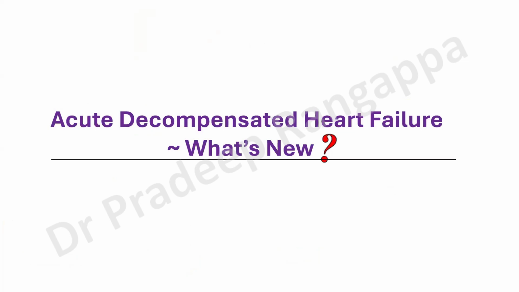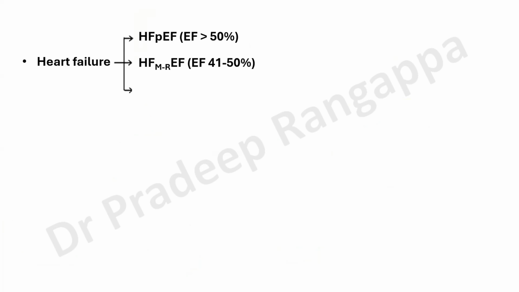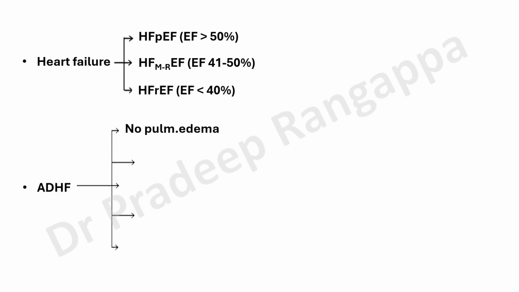So now we'll quickly look into acute decompensated heart failure. What is new? Acute decompensated heart failure can be divided into three categories. One is heart failure with reduced ejection fraction, and the second is heart failure with moderately reduced ejection fraction, with ejection fraction 41 to 50%, and heart failure with reduced ejection fraction, where the ejection fraction is less than 40%. The first one is heart failure with preserved ejection fraction, where there is a good ejection fraction.